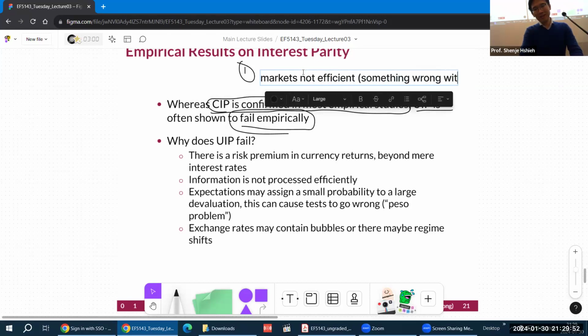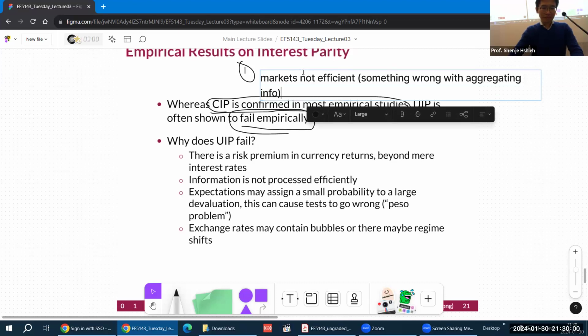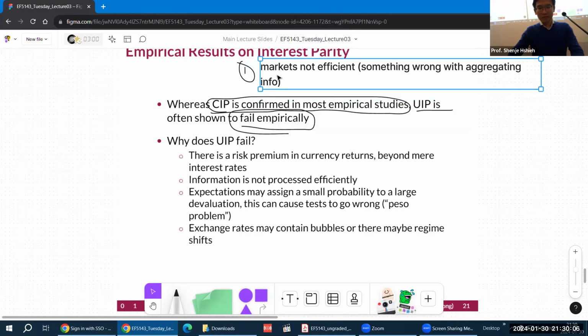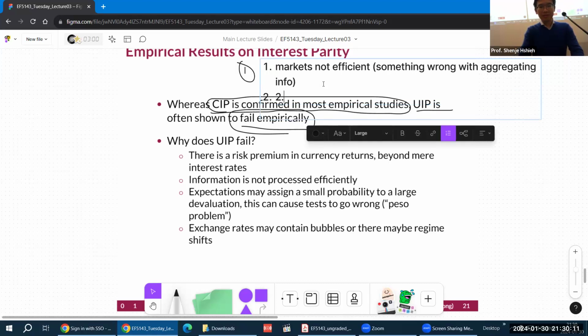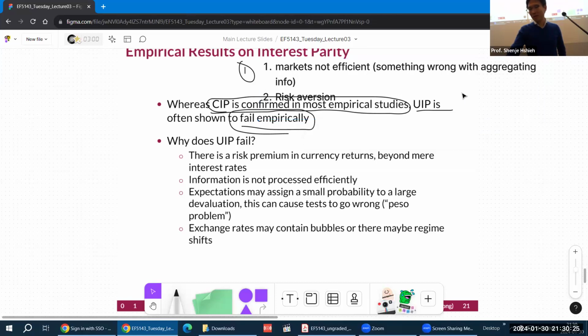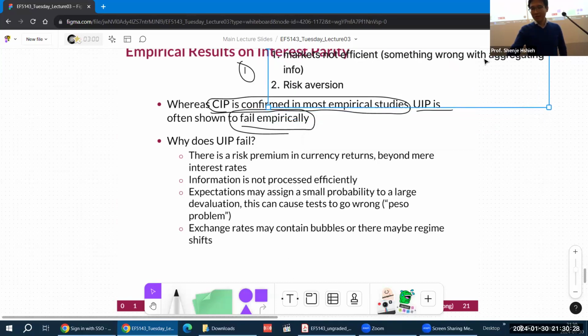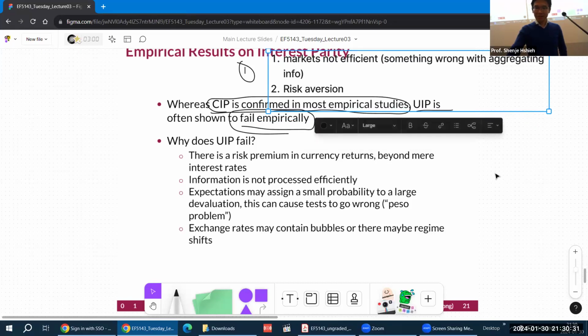Something wrong with aggregating information, right? That's number one. Number two is risk aversion, right? Meaning that there's some risk factor that's not being accounted for in the UIP equation. And we'll talk about that. So we'll try to incorporate default risk in the UIP model end of week 7 or 8, okay?